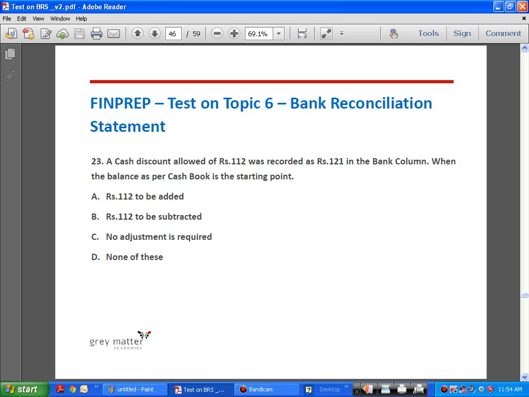Next, a cash discount allowed of rupees 112 was recorded as rupees 121 in the bank column when the balance as per cash book is the starting point. Okay, so we have allowed a cash discount of 112. So we allow a cash discount only when we collect money from our debtors, and instead of showing 112 in the discount allowed column of the cash book, it was shown as a receipt in the bank column as 121. So it means that the balance as per the cash book is higher by 121. So when we rectify this, we have to subtract 121. So the answer is B.